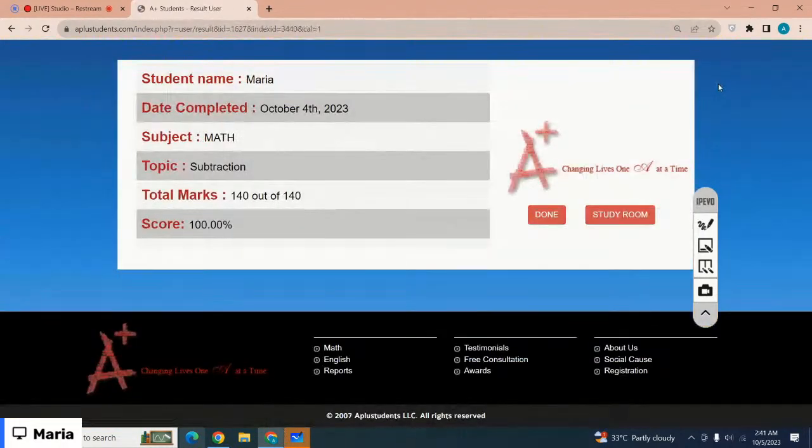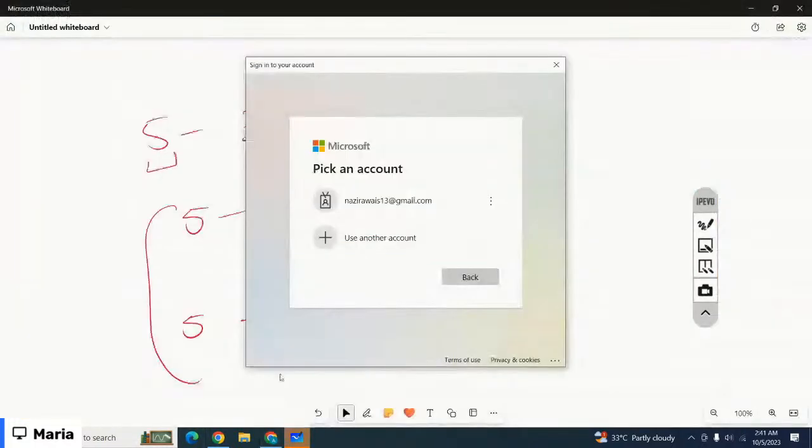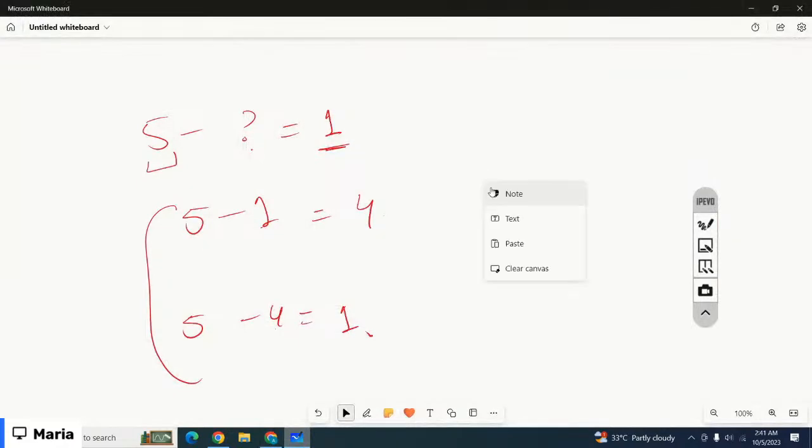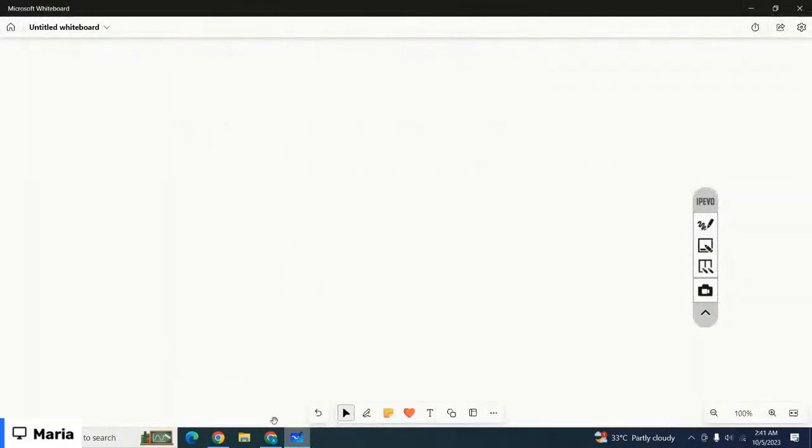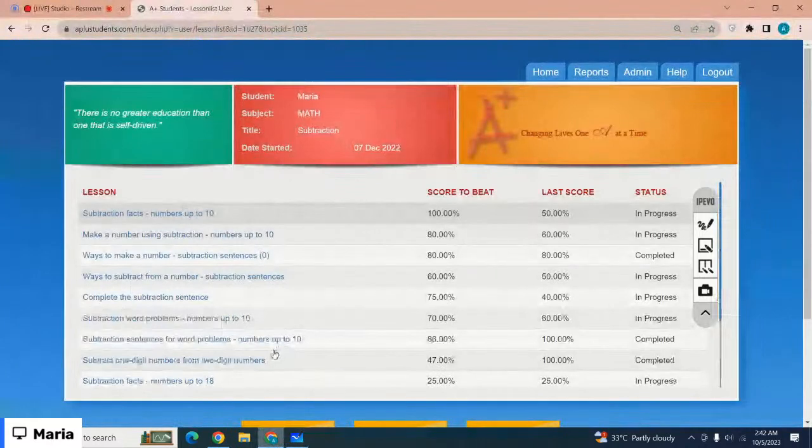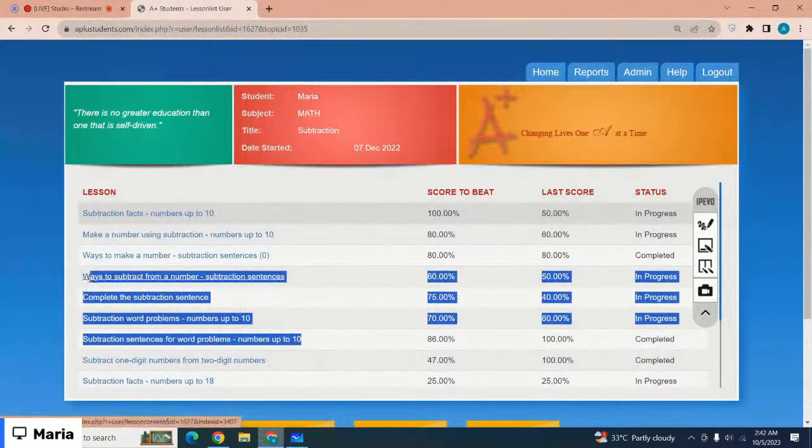Okay, we are done with the lesson. So we were working on grade 1 math. The chapter we're working on is subtraction, and the lessons we have covered today are ways to subtract from a number, complete the subtraction sentences, subtraction word problems numbers up to 10, and subtraction sentences for word problems numbers up to 10, right? So please make sure before the next session you complete all the practice questions for the lessons we did today. That is your homework, right?